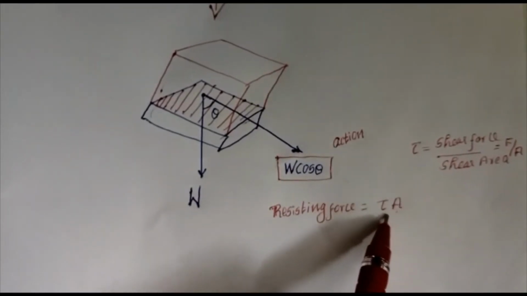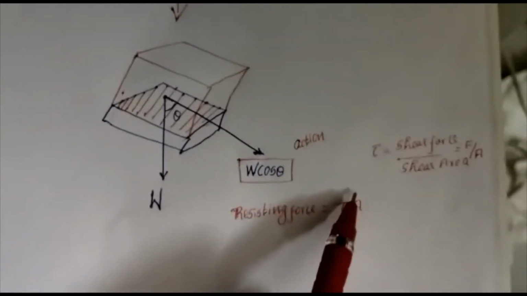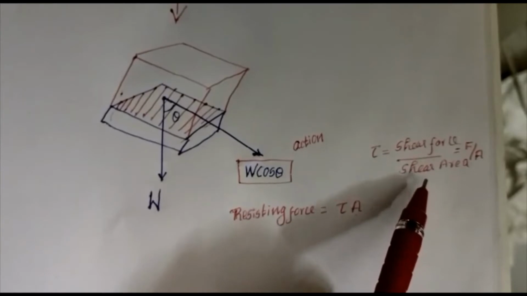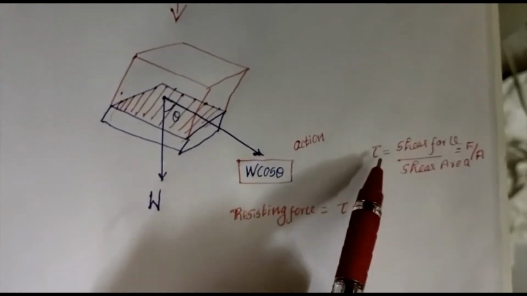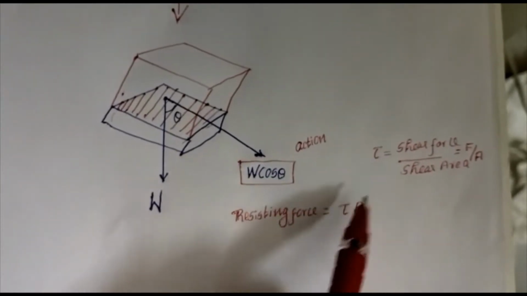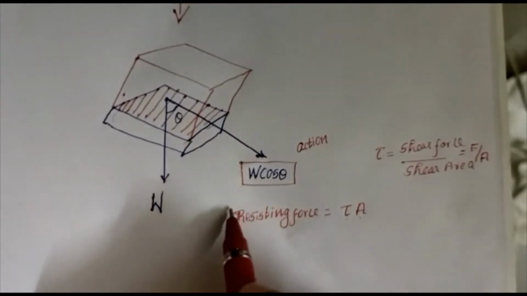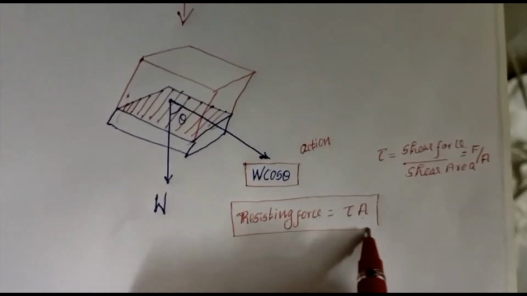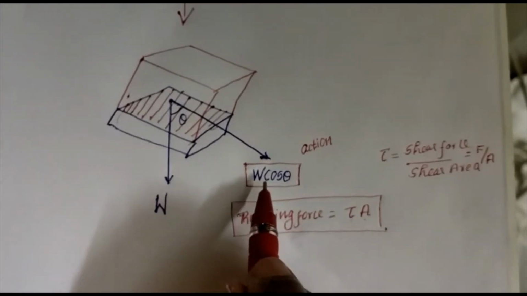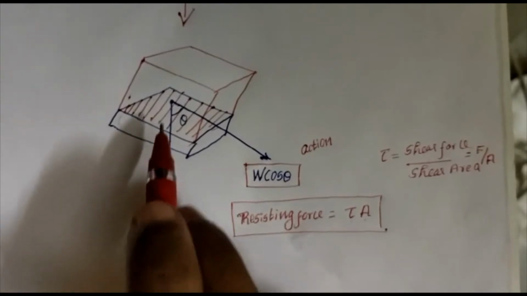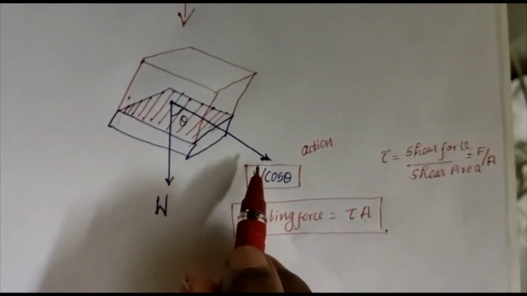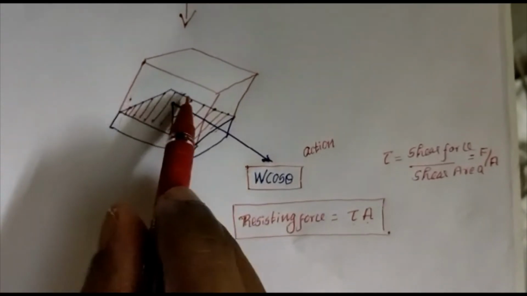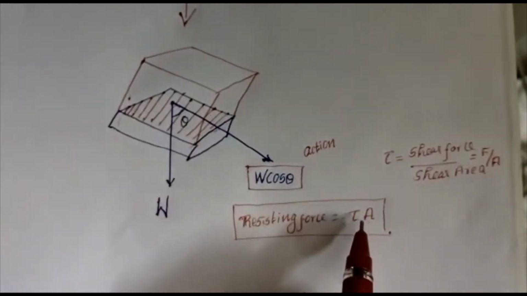Now, how do I get this particular formula? Well, we already have shear stress is equal to shear force divided by shear area. So you work out for shear force, that becomes tau into A. So that is how we get this resisting force. So now you have got an action force, which is W cos theta, which is weight resolved in this particular direction. And you have got the resisting force, which is offered by this shaded area, and that is tau into A.